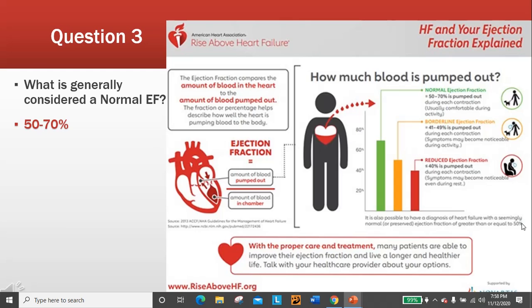My next question is, what is generally considered a normal ejection fraction? A normal ejection fraction is going to be anywhere between 50 and 70%. And the ejection fraction, just as a reminder, is a comparison between the amount of blood pumped out of the ventricle and the amount that is in the chamber. So anything from 41 to 49% is moderate. Anything under 40% is going to be a very reduced ejection fraction.